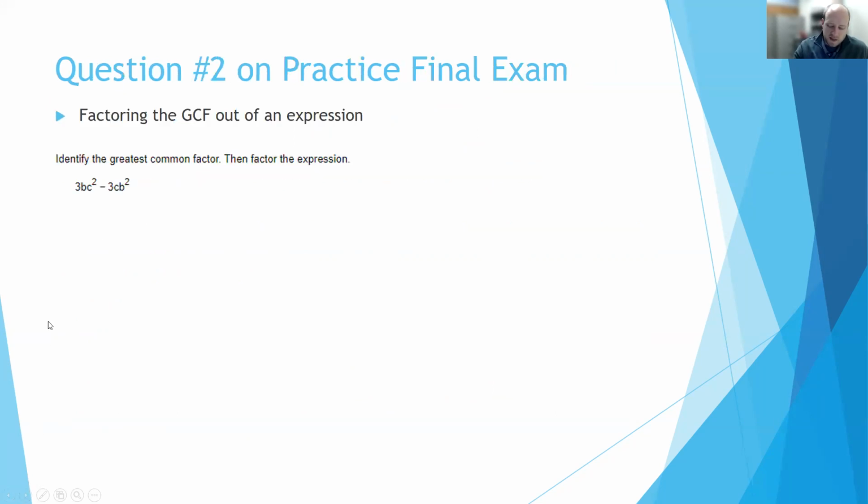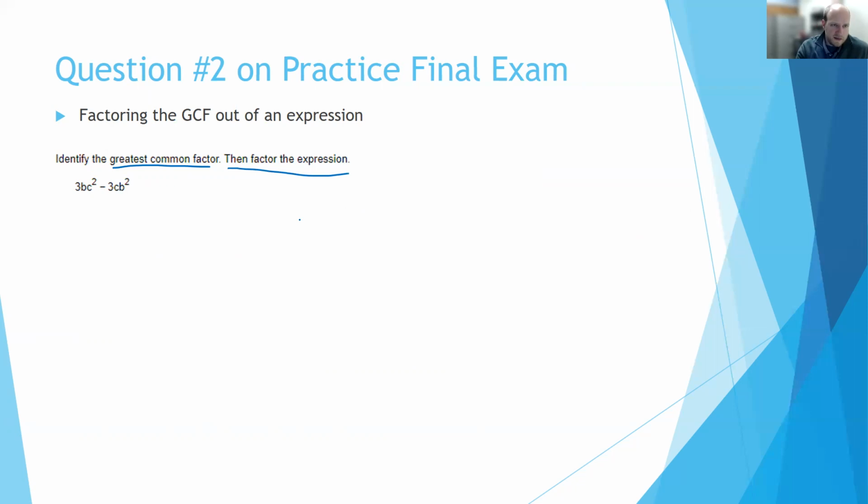This is question number 2 on the practice final exam, and again, your numbers are probably going to be different than mine, but the topic is factoring the greatest common factor out of an expression. The directions say identify the greatest common factor, then factor the expression. So two different things you have to do: first identify the GCF, then factor.